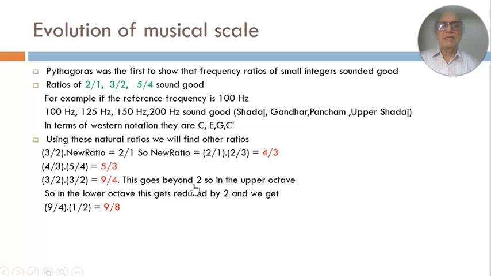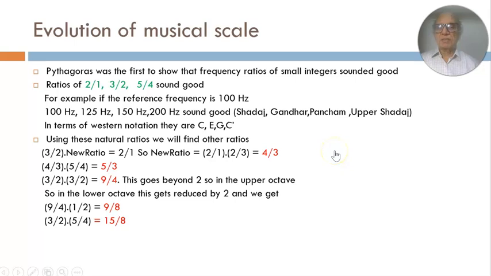So if you want to find the equivalent ratio in your middle octave, then what you do is you divide this by 2. So 9 by 4 divided by 2 becomes 9 by 8. Finally, multiply 3 by 2 by 5 by 4 and you get another ratio which is 15 by 8.